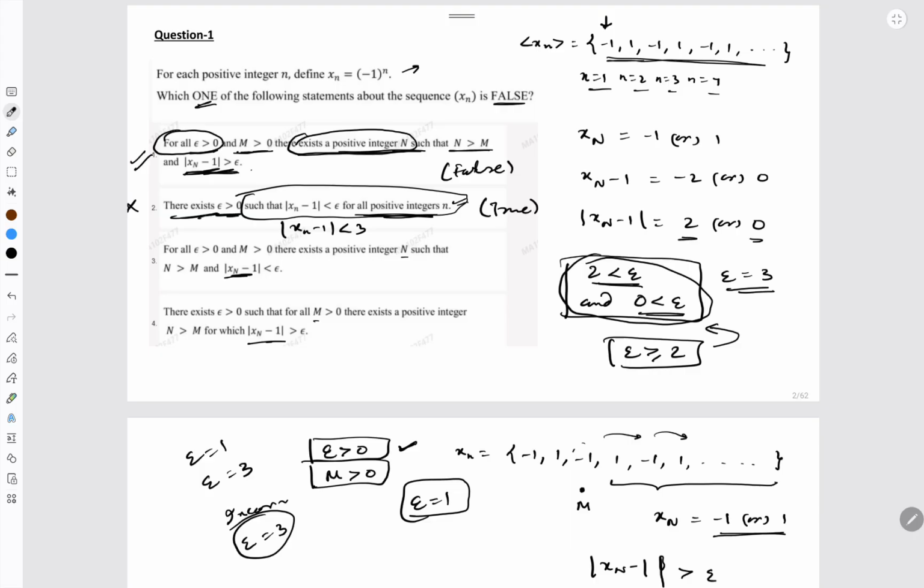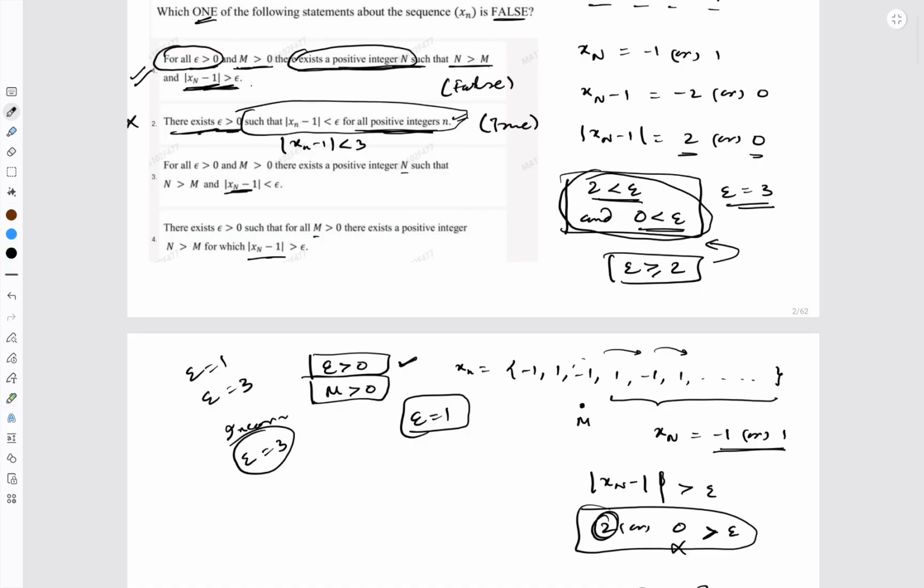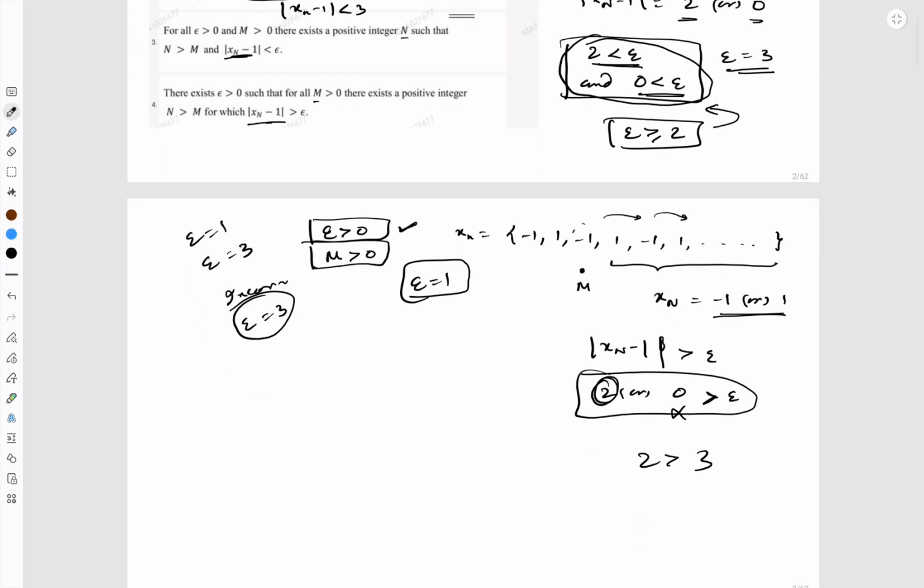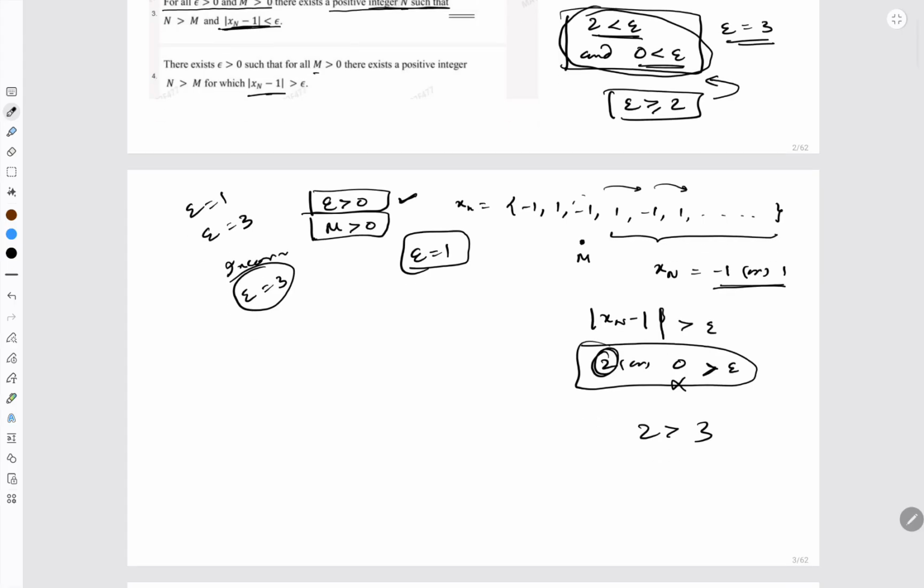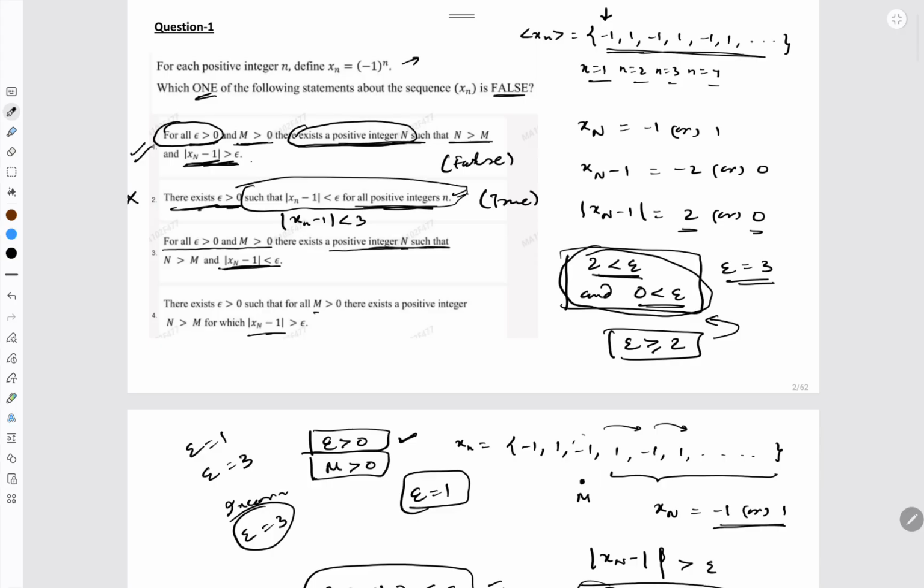So this is my correct answer to this problem, but we will discuss the remaining options as well, right? Option 3 is quite similar to that. Option 3 is saying for all epsilon greater than 0, m greater than 0, there exists a positive integer such that this is less than epsilon. So it is saying 2 or 0 is less than epsilon. The only difference between options 1 and 3 is this sign. The meaning of this part is the same for both of these options.